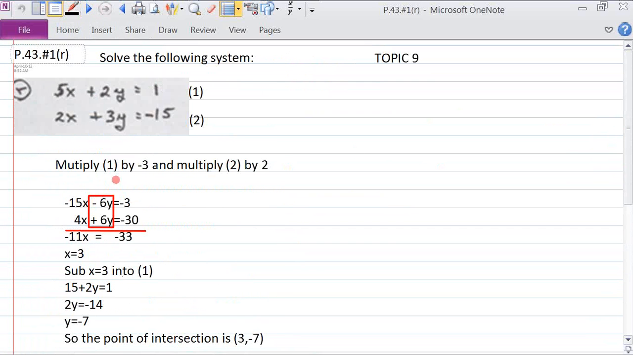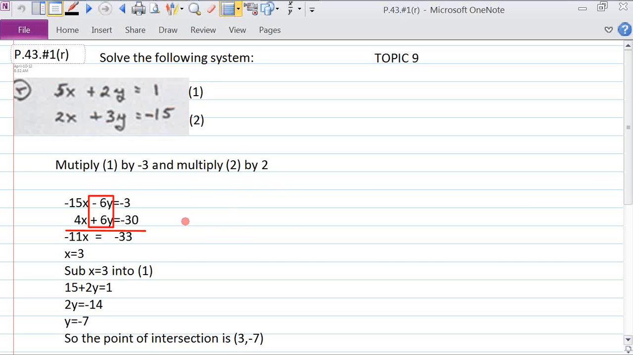So the third problem is number 1R. Solve the following system. Again, we have two straight lines. We number the equations. Always good to do that. And we want to know the point of intersection of these two lines. So what we're doing here is we're going to multiply equation 1 by -3 and multiply 2 by +2.